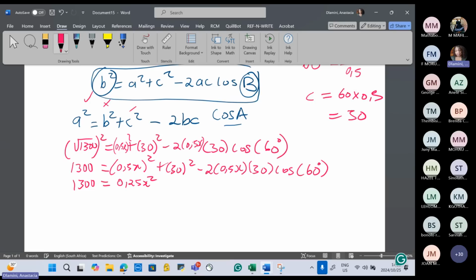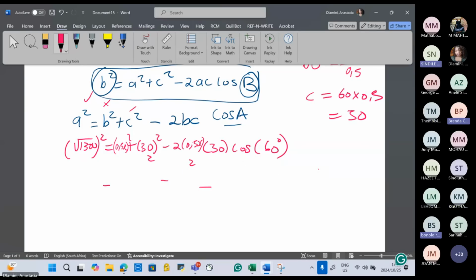0.25 x squared. Yes, and then? Plus 900. And then minus, 30x times 0.5. You know, I was going to use fractions. Decimals can be confusing sometimes. My 0.5 is 1 over 2, so minus 15x, because I don't want to make errors.